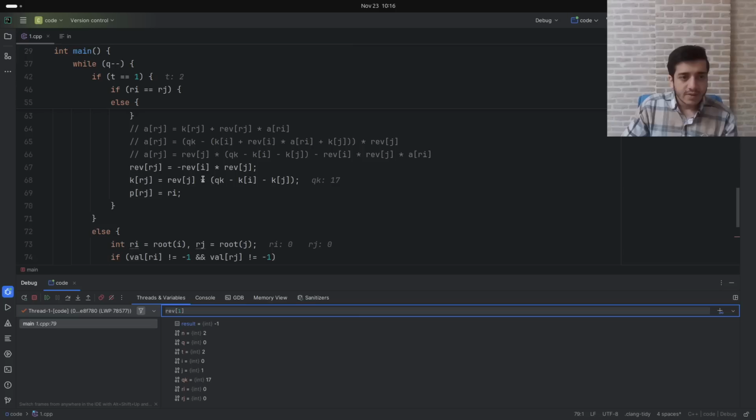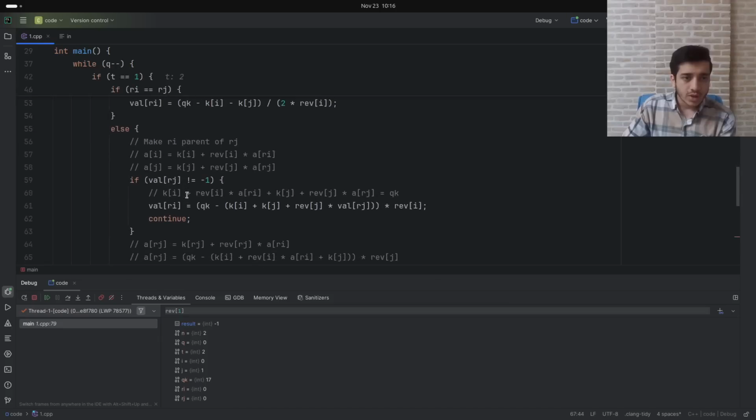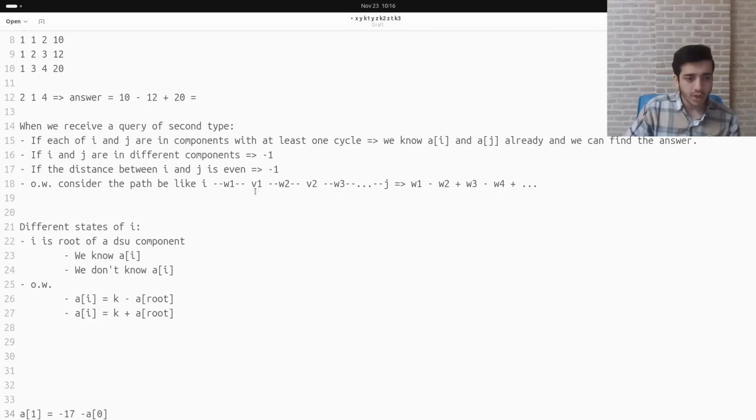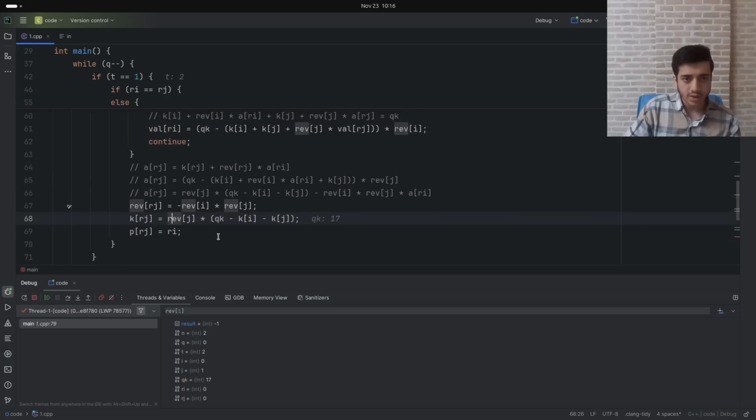So the rev is actually correct. So the issue is here. The rev is correct. It should be -1. But the k, it's incorrect. So let me see. Oh, I think we should swap these two lines.